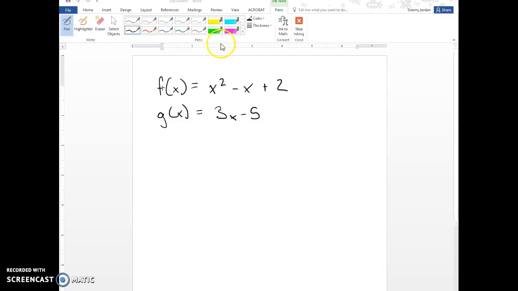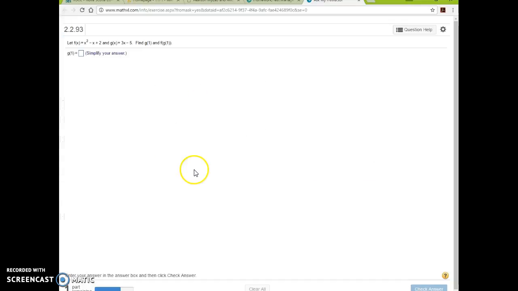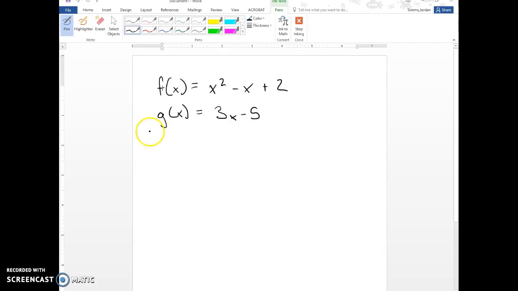Andrew. Very interesting question here, sir. We have two functions. We have f of x and g of x. Let's take a look, sir, at what we have to find. We have to find g of 1, part A here, okay? So let's evaluate g of 1.